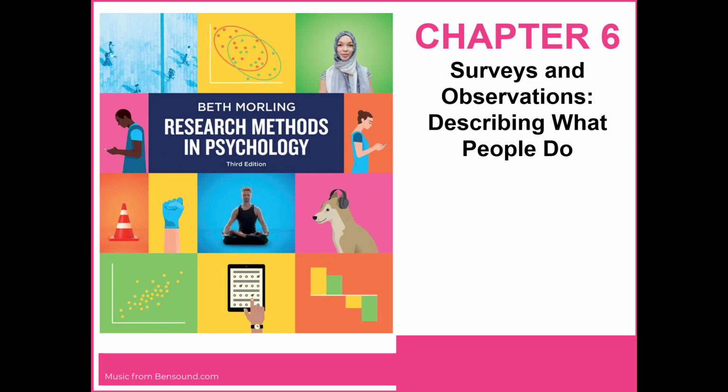This week we'll be covering Chapter 6, Surveys and Observations, describing what people do. We'll talk about these two methods of measurement and how researchers use them to describe people and their behaviors. We'll specifically be talking about how both surveys and observations are used to measure one variable at a time for frequency-level claims. Remember, frequency-level claims are simply when a single variable is described in terms of how often it occurs.